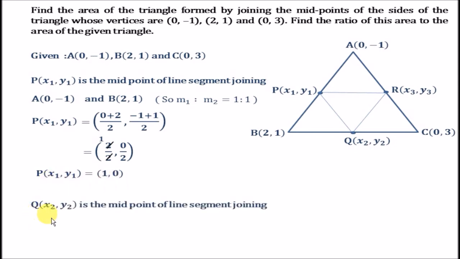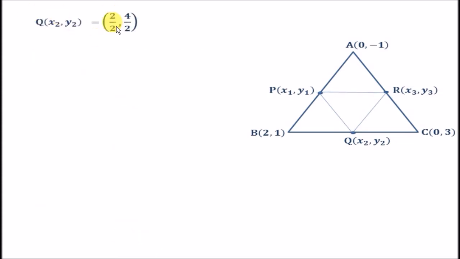Similarly, Q (x2, y2) is the midpoint of the line segment joining B (2, 1) and C (0, 3). So Q (x2, y2), using the midpoint formula of coordinates: (2 + 0)/2, (1 + 3)/2. 2 plus 0 will be 2, so 2 divided by 2, 1 plus 3 will be 4, so 4 divided by 2. 2 ones are 2, and for y, 2 twos are 4. So the coordinates of point Q are (1, 2).